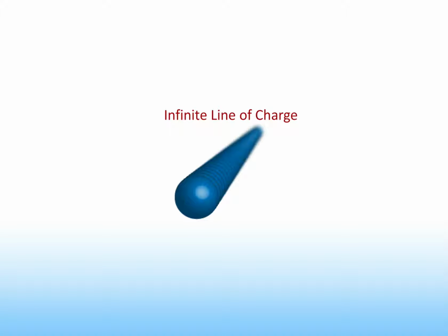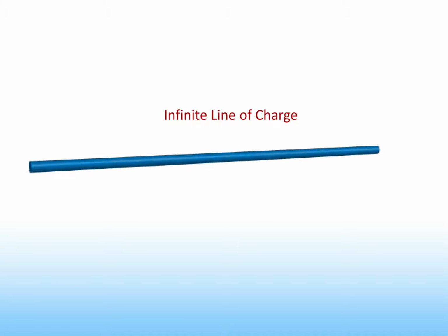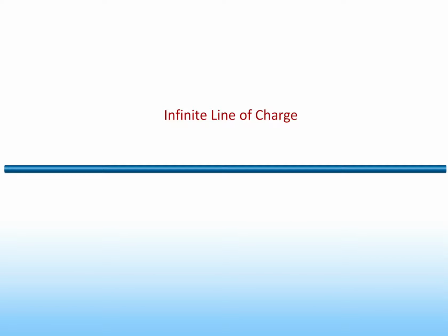Up until now, we have only considered charge distributions that involved point charges. We'll now move to an example in which the charge distribution is continuous. In particular, we will calculate the electric field produced by an infinite line of charge. A two-dimensional side view of this line of charge is shown.